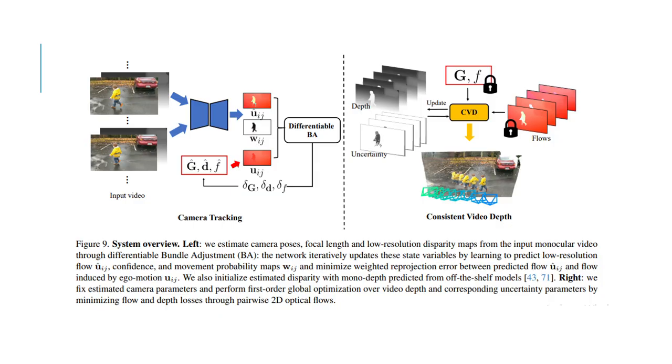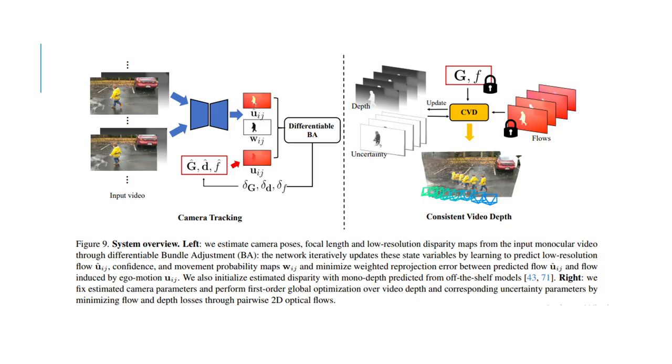Now camera tracking and consistent video depth. Here the input is a video, which is converted to frames, and let's take two frames i and j which are passed to our network. Then we get u and w, which are passed to the differentiable BA optimization algorithm to get the poses, depth map and focal length, which are updated at every iteration.